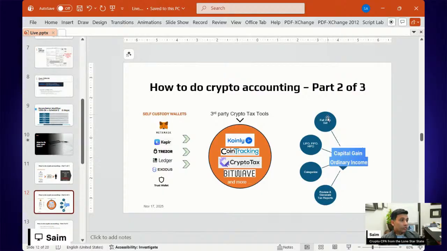So full data set is the key. Now, when you're doing this crypto accounting, most likely you're connecting your centralized exchange data too. But when you generate the reports, you need to exclude it. Why? Because then you'll end up double counting, because your 1099-DA will have all the centralized exchange data. But in your third-party crypto tax tool, when you connect all the self-custody wallets, you will need to connect your centralized exchange, because if you don't, it will be seen as a sale rather than a transfer.